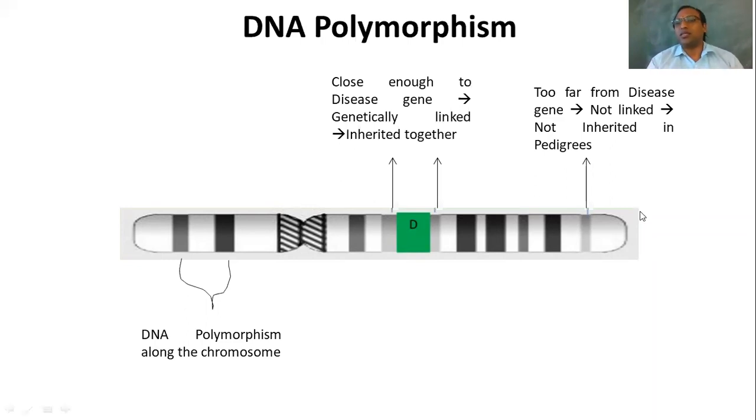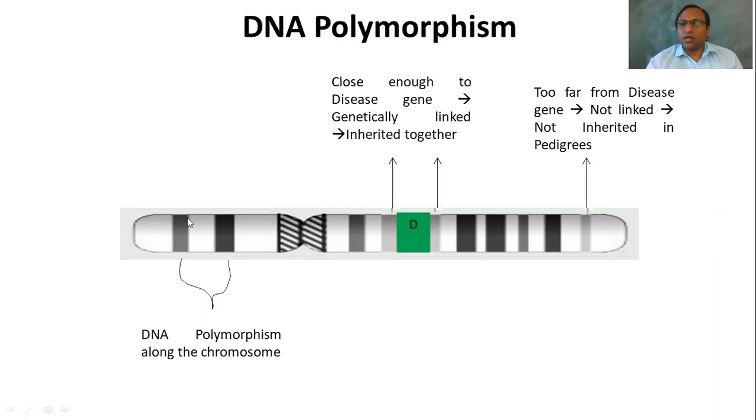The second part is, if you see the last gene in the Q part of the chromosome, that is too far from the disease. So the distance between them is far. When the distance is far, the greater the distance, the lesser the chance of inheriting the disease. So they are not linked, and not inherited in the pedigree. That is why in the next generation they are not expressing any kind of disease.